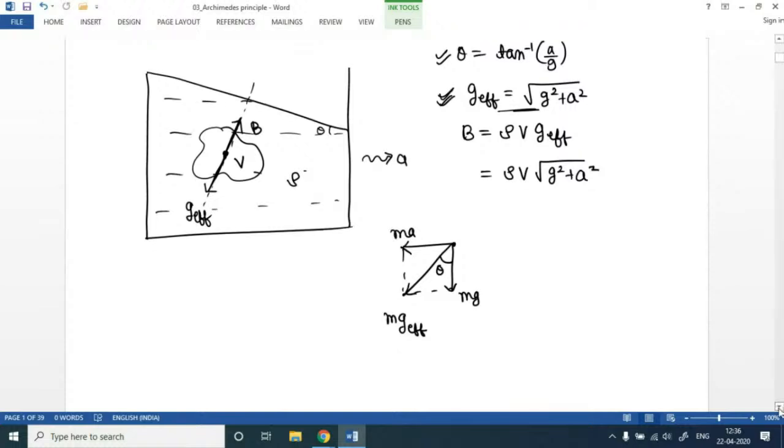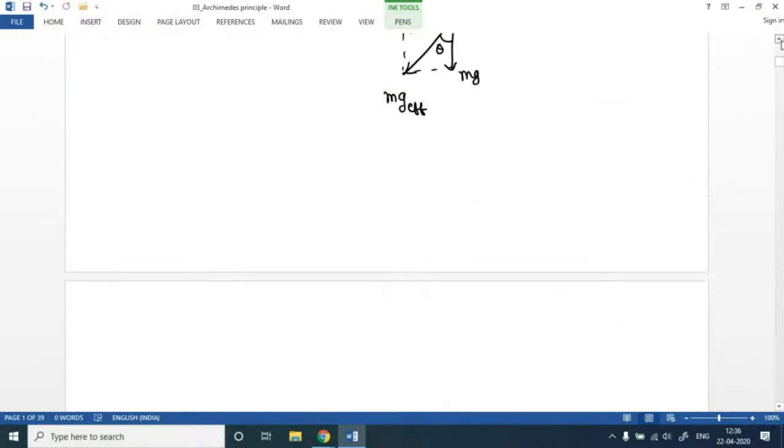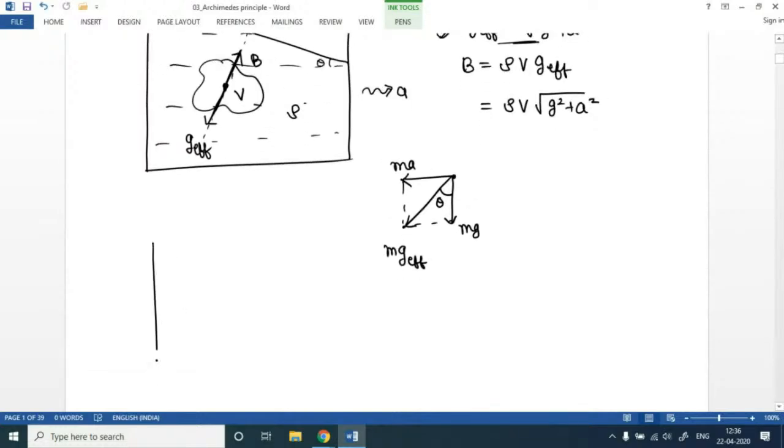Now let's also understand the concept of effective weight. With that said, let's look at one more example here. For example, we have a lift, and let's say we have a container.